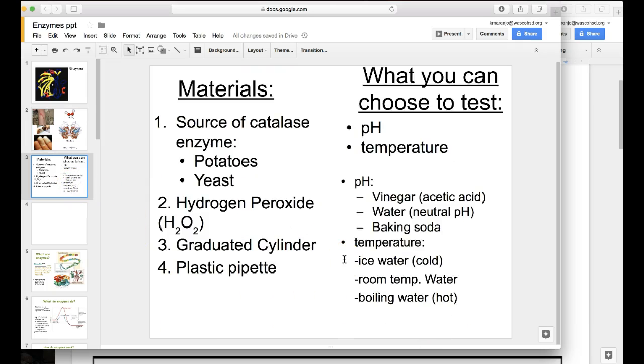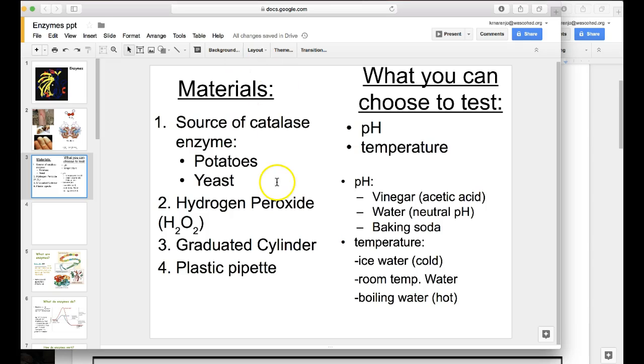Some of the materials you're going to be provided with for this experiment include a source of catalase enzyme. Remember, living cells produce catalase because it's our defensive mechanism to break down hydrogen peroxide before it builds up in large quantities in our cells. Your source of catalase is going to be either from potato cells or from yeast cells. You and your group are going to have to choose which particular source of catalase you want to use.